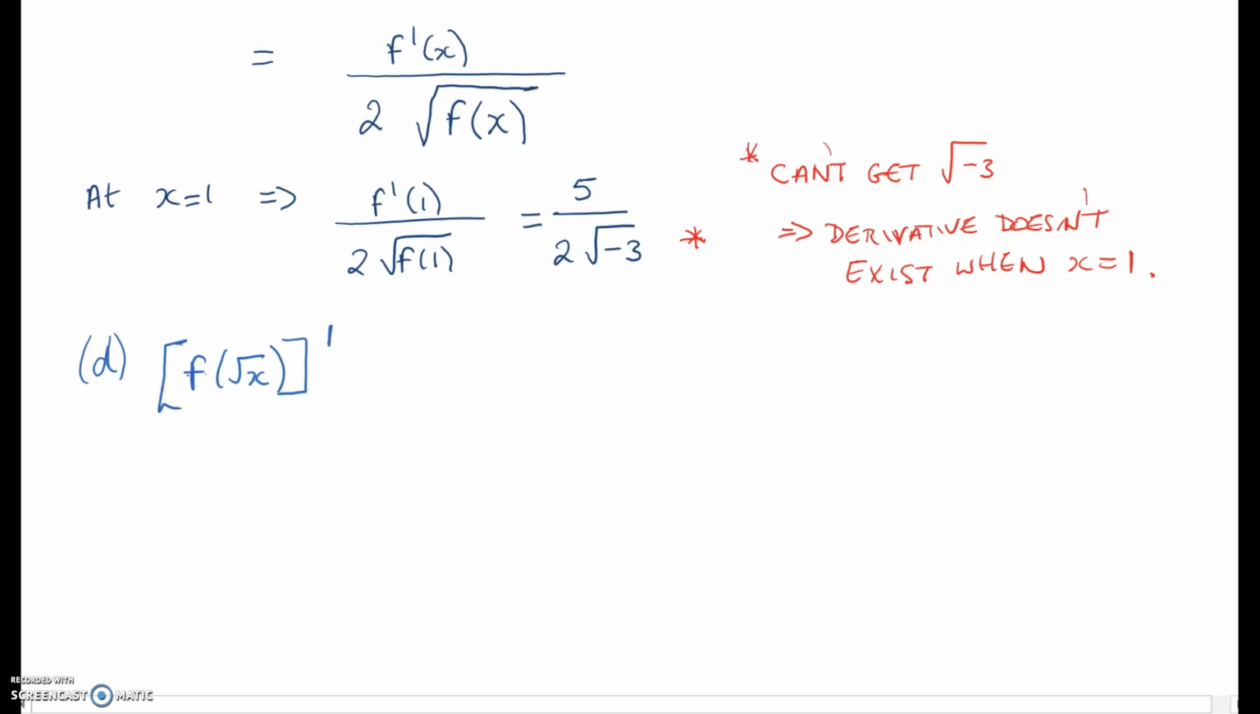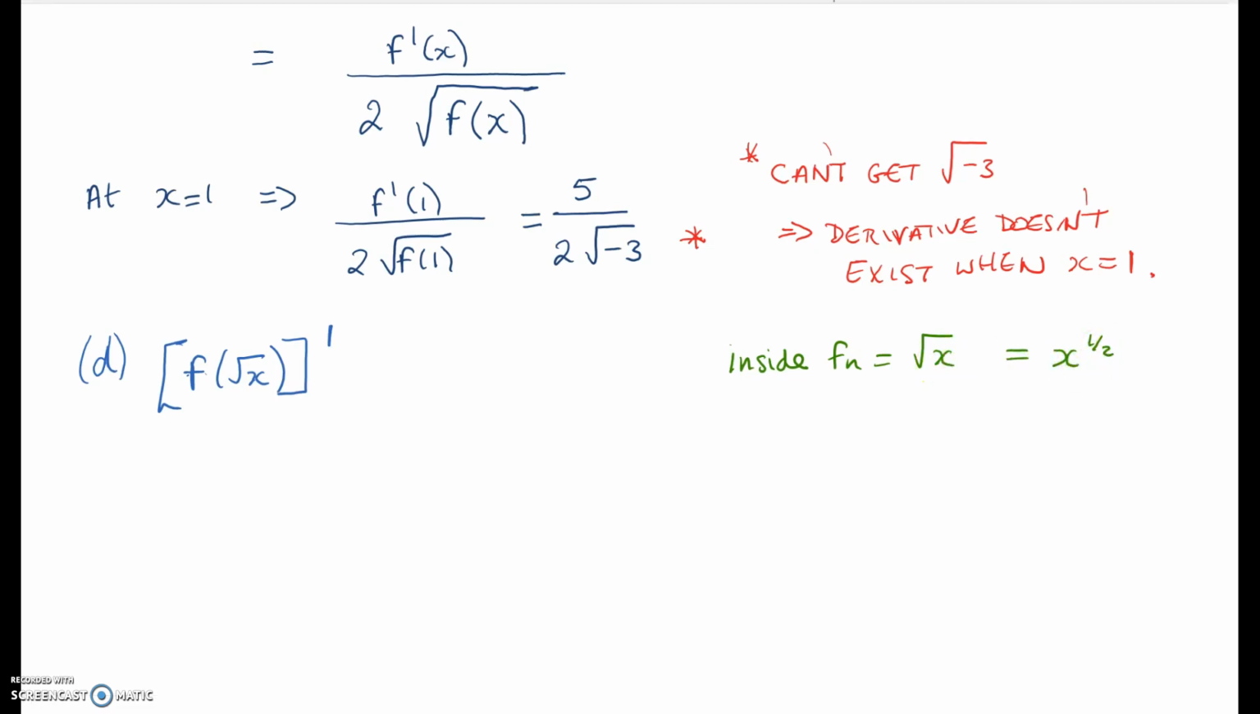Okay, again, this is another chain rule problem. This time, the one on the inside is the square root of x. So the inside function this time is the square root of x, which is x to the power of 1/2. The outside function is f. Okay. So back to the chain rule.